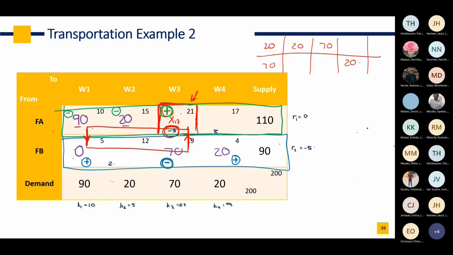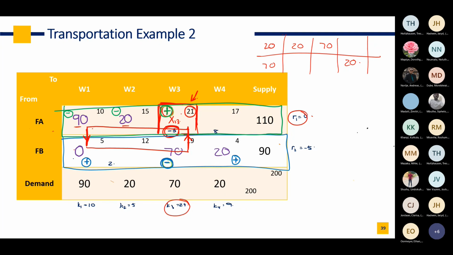I see. And then just lastly, where did you get the -3 and 8 from? Those are the differences. So the difference is your cost minus your row minus your column. So 21 minus 0 minus 24. Oh, because it changes now, doesn't it? Yeah, it's going to change for every iteration. Okay. Which is the part that sucks because you have to do the math every single time. Yeah. Okay. Thank you. Okay, no problem.